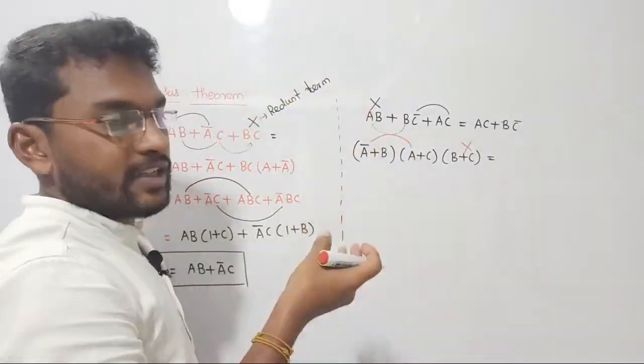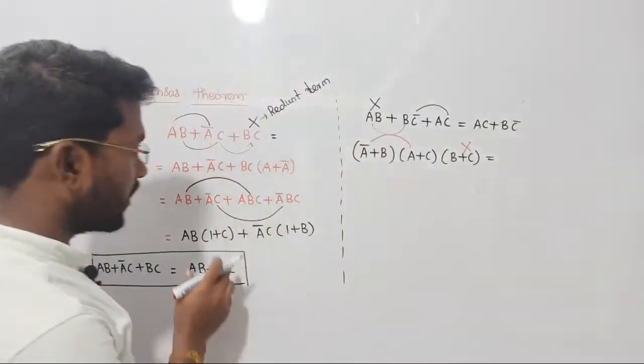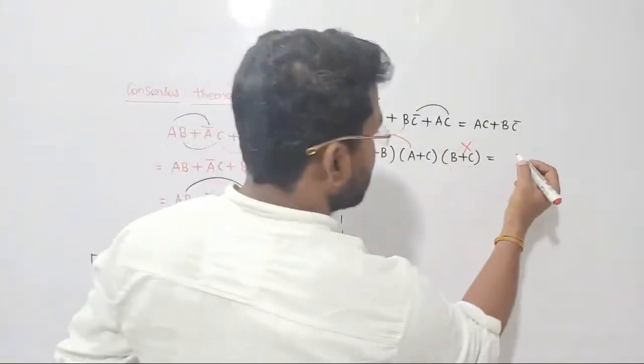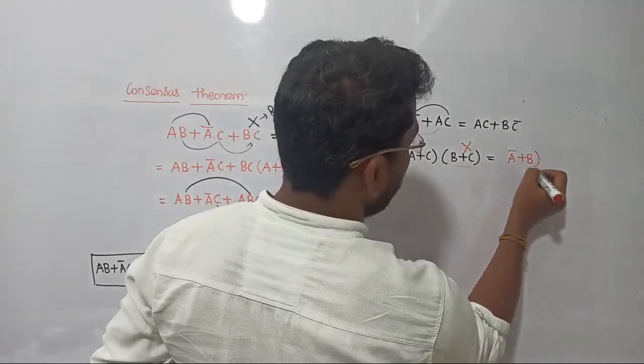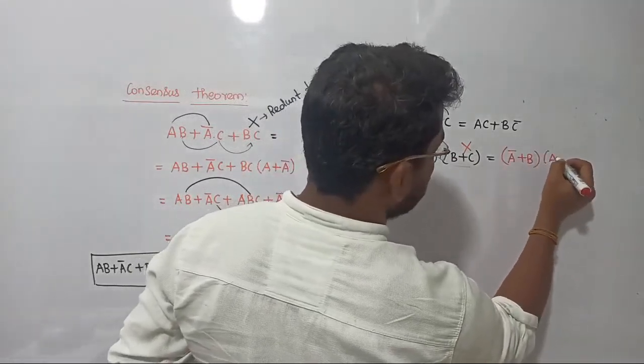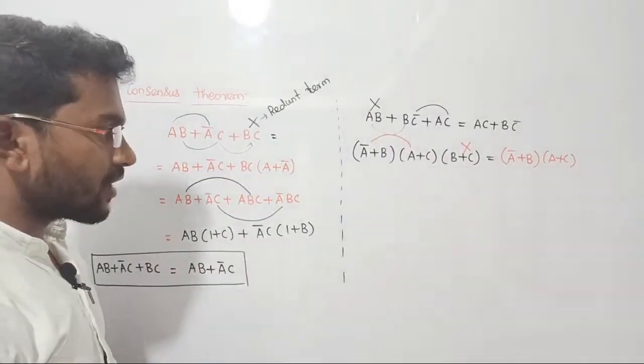whatever function you bring out, the same function I can express without this term, right? That is the proof for that, right? So which is equal to, right? So this function should be equal to A bar plus B into A plus C. Clear? So that is called the consensus theorem. I hope things are clear to you all, right?